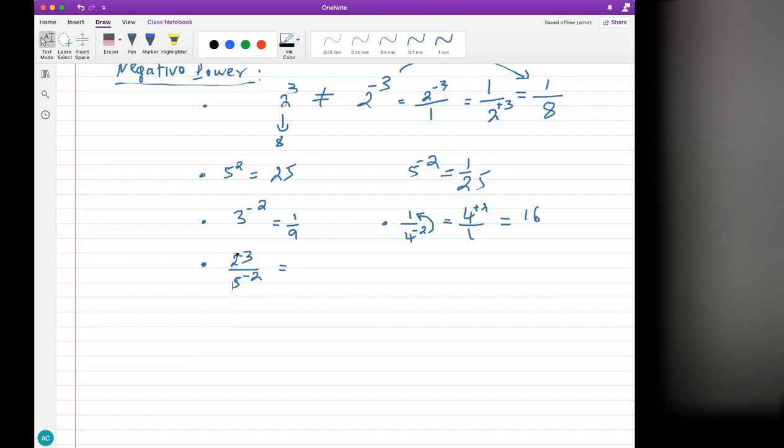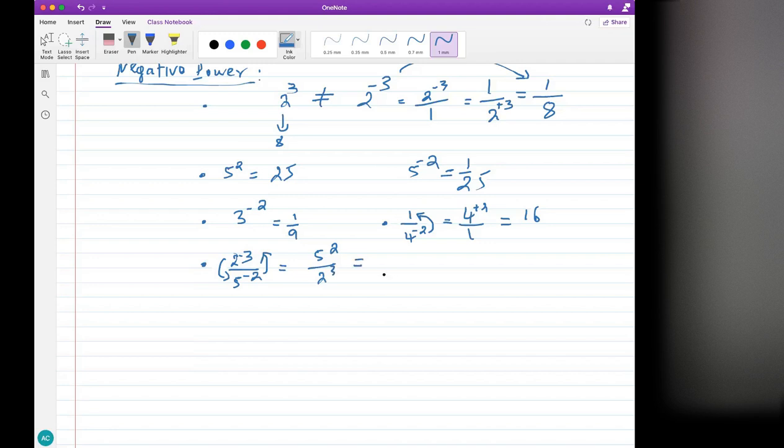What do you do to these? You change them. That's right. So this one is negative, it's going to move down. This one is also negative, moves up. So we kind of flip it here. So it becomes 5 to the second over 2 to the third.